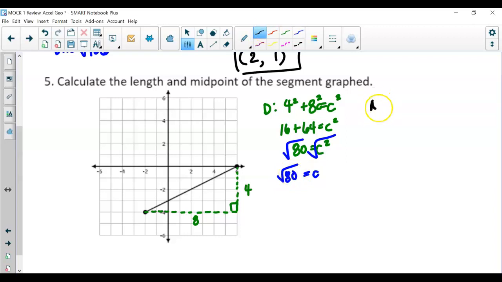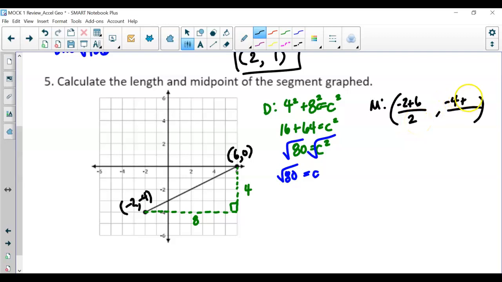Then midpoint. The midpoint, now we need to make sure to identify our coordinates so we know what we're working with. So like here, we're at 6, 0, and over here on the left, we're at -2, -4. Now when adding the two x's, -2 plus 6, but then halfway point divide by 2. And then y's, -4 plus 0 divided by 2.